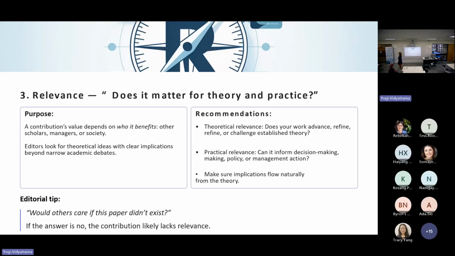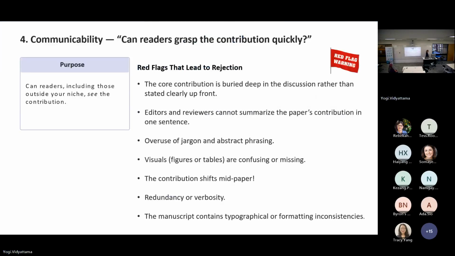And if we're trying to publish papers, we want to make sure that these papers are read and that these papers are cited. And if no one cares if this paper didn't exist, besides the authors, that's probably not a good fit for the journal because it's not going to get cited. It's not going to get read. Communicability, and I like to mention that this is very, very important. If authors are not able to communicate the theoretical contribution, even if it's there, that's probably not a good thing.